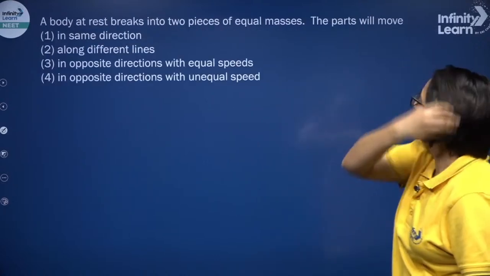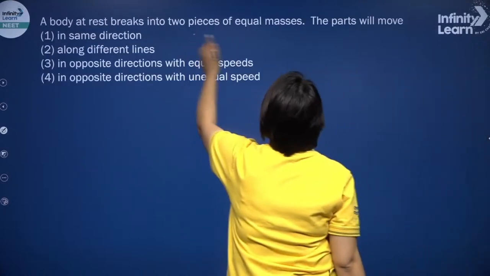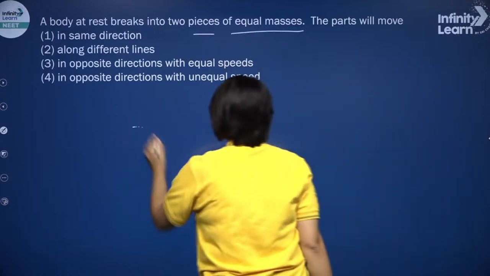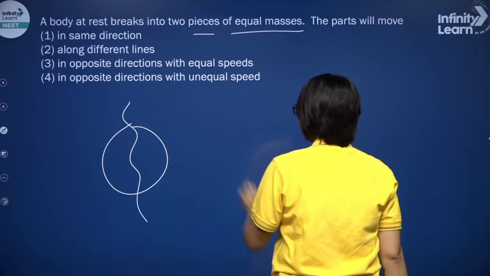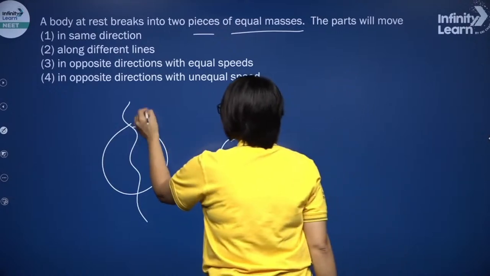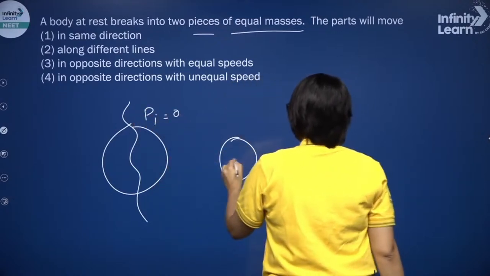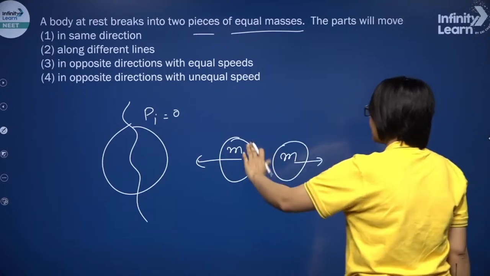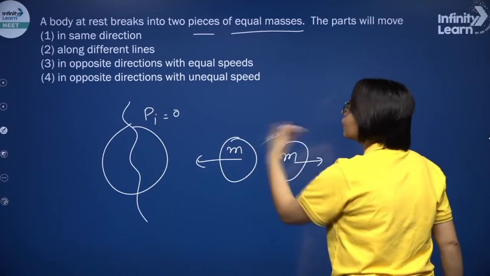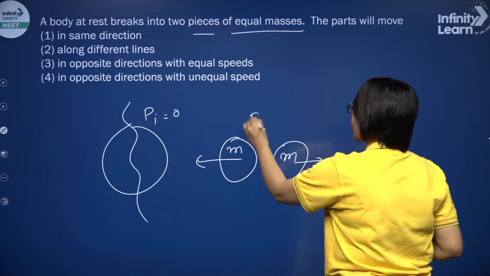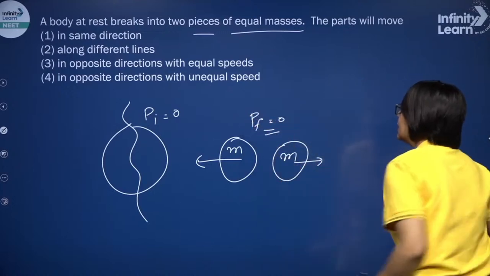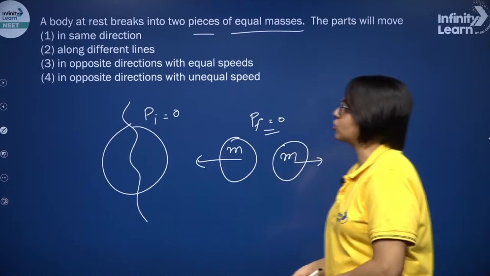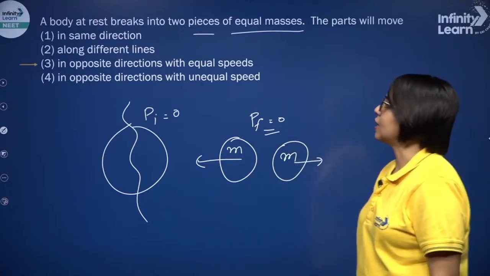Next is this one. A body at rest breaks into two pieces of equal masses. The parts will move. So when a body at rest breaks into two pieces of equal masses, their initial momentum is zero. So these two masses M and N will have equal and opposite momentum, so that their net final momentum should be zero, right? So they should move with the same speed in the opposite direction. So the correct answer is option 3.